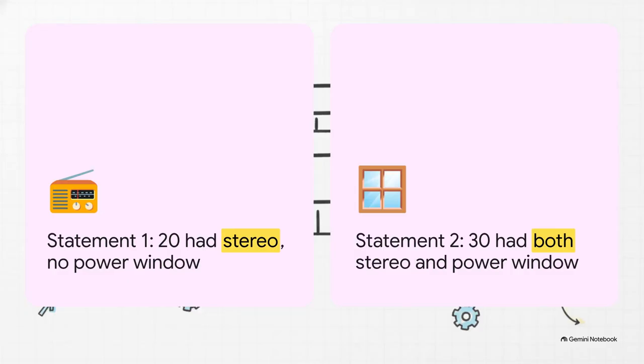Let's look at the 60-car problem from our source. The prompt asks how many cars had neither power windows nor stereos. Statement 1 tells us 20 had stereos but no power windows. Okay, statement 2 tells us 30 had both. Well, even if we combine those statements and plug them into our formula, we are still completely lacking that neither variable. Because we have multiple unknown groups missing, the statements together just aren't sufficient. Boom, the correct answer is E.